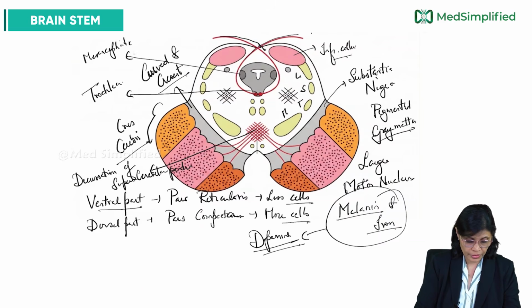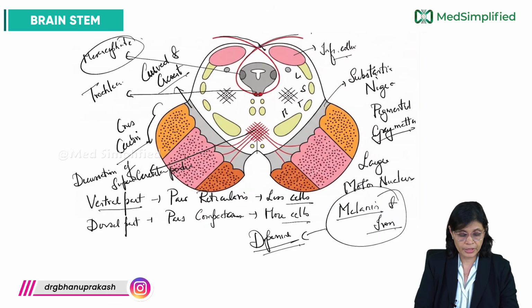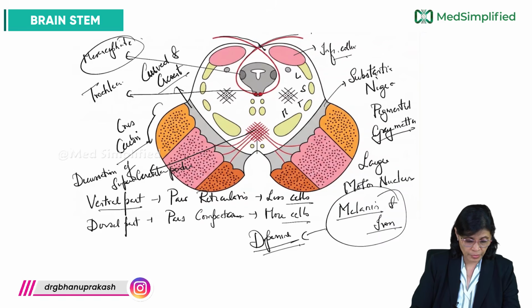So that is the function of the mesencephalic nucleus, receiving the proprioceptive impulses from muscles of mastication, the ocular muscles, the teeth as well as from the facial muscles.